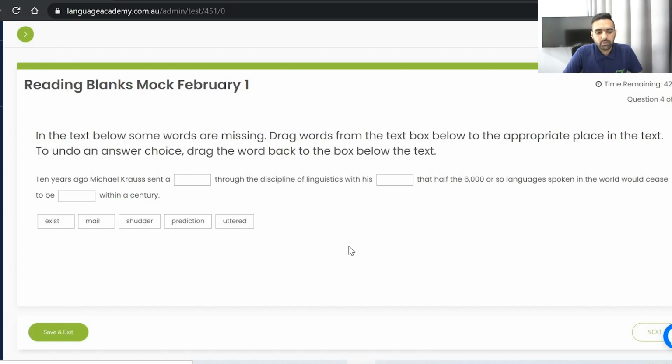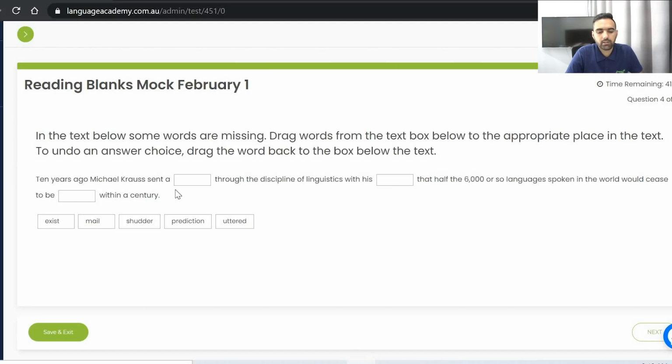Alright, what does the passage over here say? Passage says 10 years ago, Michael Cross sent a dash through the discipline of linguistics with his dash that half the 6,000 or so languages spoken in the world would cease to be dash within a century. This is a sentence, not a simple sentence, but just a sentence, and the context is negative, so we have to use negative words as much as we can.